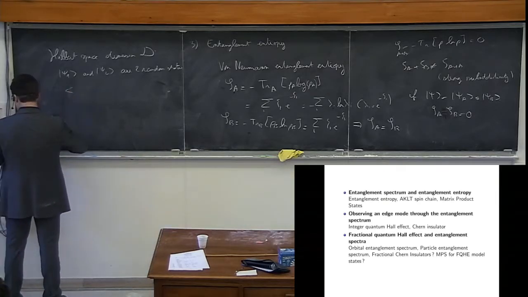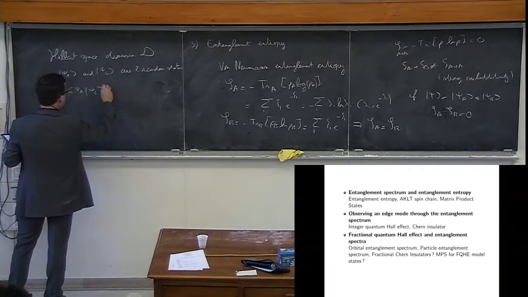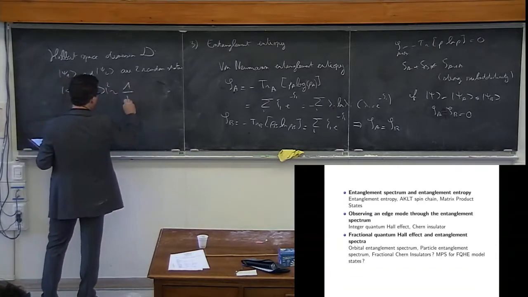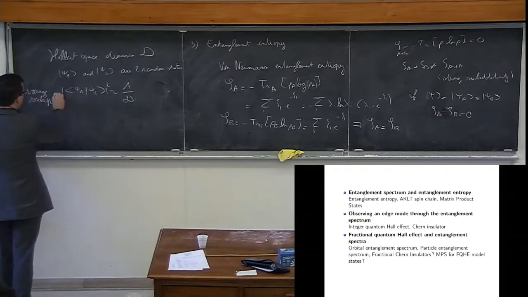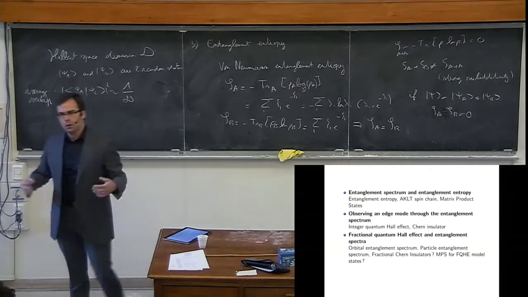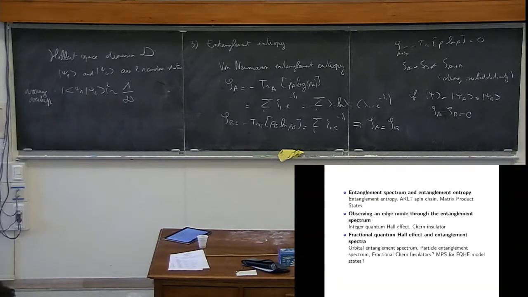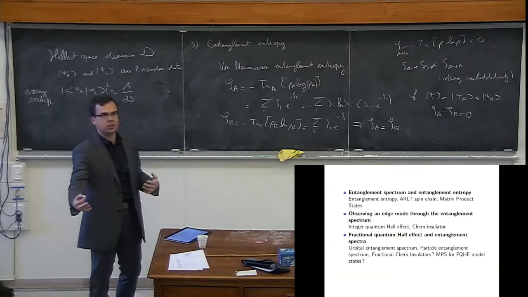Now, if you do that, the average overlap will go like 1 over the dimension of the Hilbert space. So the thing here is you should not cheat, right? I can always increase the size of the Hilbert space by not considering additional symmetries.